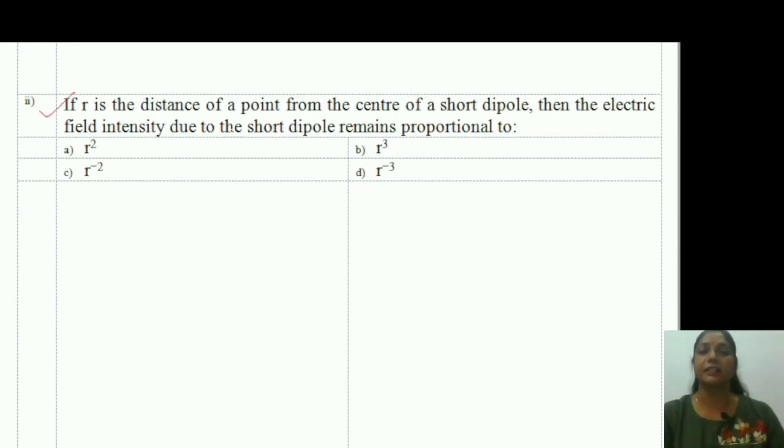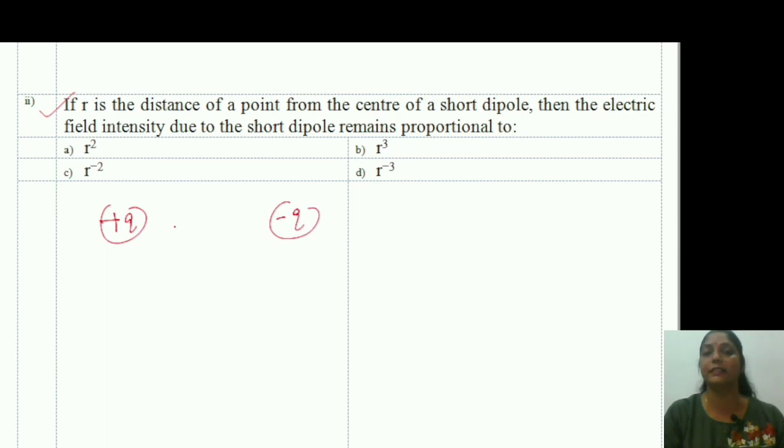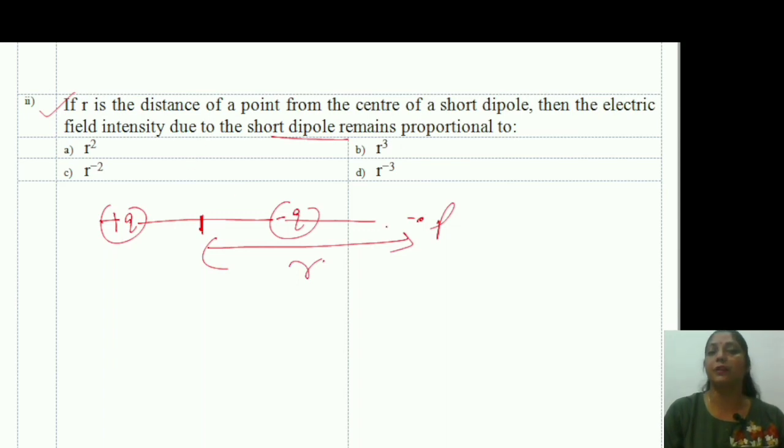If R is the distance of a point from the center of a short dipole, with plus Q here and minus Q here, and R is the distance of a point from the center of the short dipole. This is the center, and R is the distance from this dipole. Then the electric field intensity due to this short dipole remains proportional to... Suppose you have to find the electric field at this point P along the axis. So this R is the distance from the center, and this is the axial position.